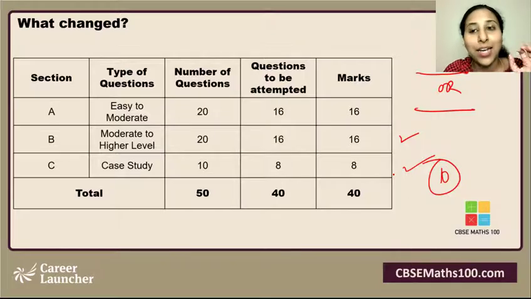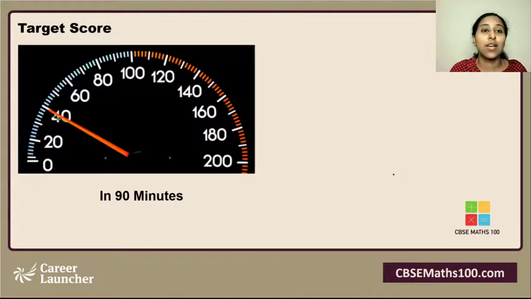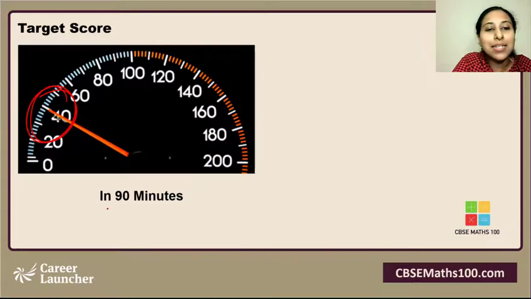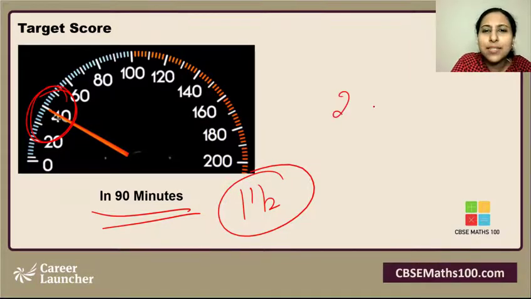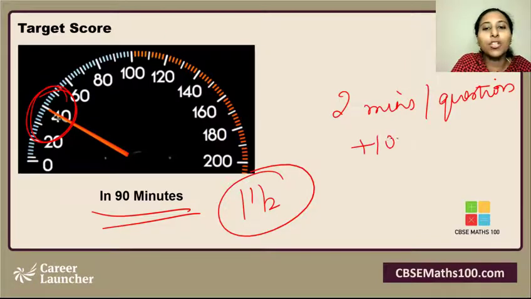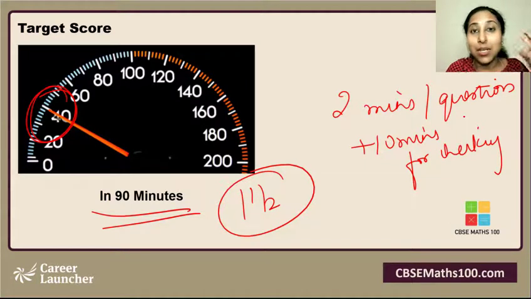Now, your target score is 40 marks, which needs to be scored in 90 minutes. How do you get to this 40 marks in 90 minutes, in 1.5 hours? That is something which you need to really think about. You are roughly getting 2 minutes per question if you leave a time of 10 minutes for checking. So 2 minutes per question for the 40 questions you're attempting, 80 minutes, and 10 minutes extra, which can be allotted for checking the paper.